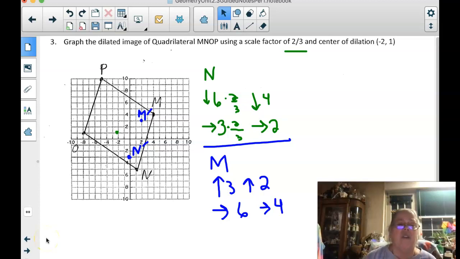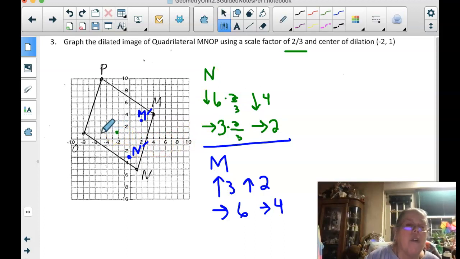Sorry about the interruption. Okay, so here, in case you didn't see this one, we're going over 1, 2, 3, 4, 5, 6. And we already know 6 times 2/3 is 4. So we're going to go over 4. Okay? I'm going to go straight over 4. 1, 2, 3, and 4. That's my O prime.